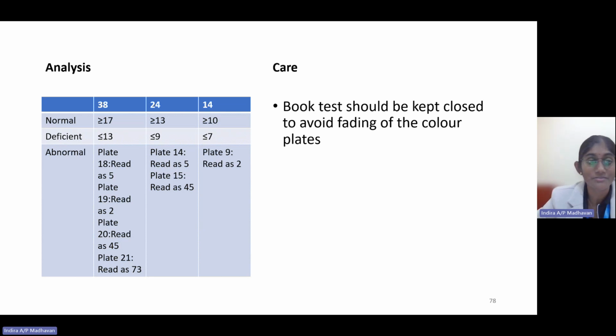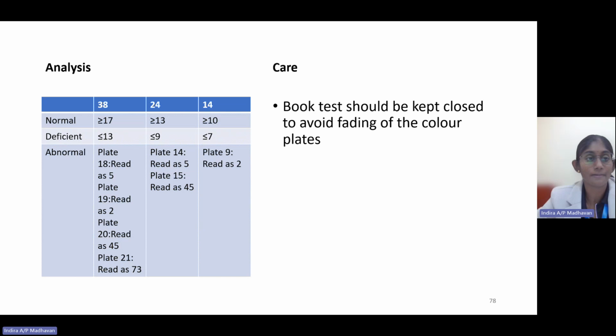For 24 plates, if they make a mistake on plates 14 and 15 and mention them as 5 and 45, then something is not right. So they might have a red green defect. For 14 plates, plate number 9, if they read it as number 2, not the correct one, then the patient might have a red green defect.